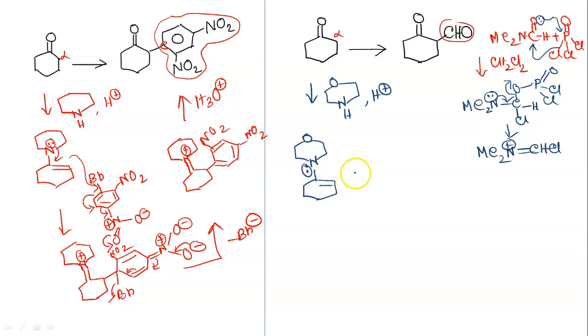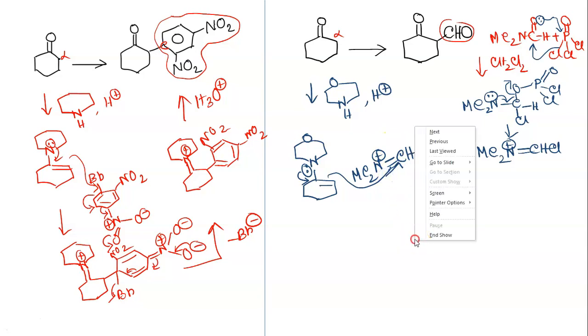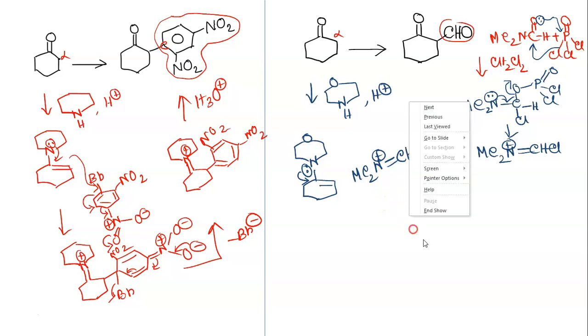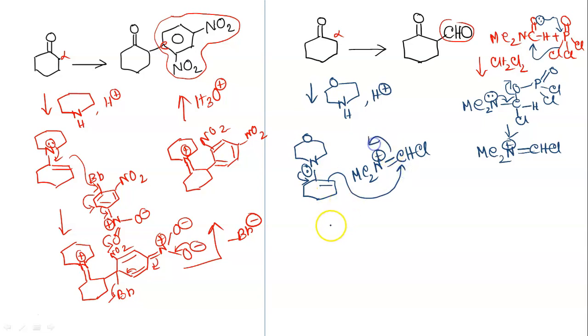Now I will write this reagent here, Me2N CHCl. Now the lone pair over nitrogen will make a double bond. There will be attack over carbon. I'll show you clearly. And nitrogen will be neutral. So we are getting CNMe2.